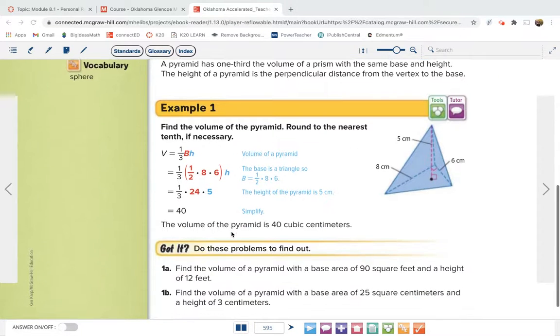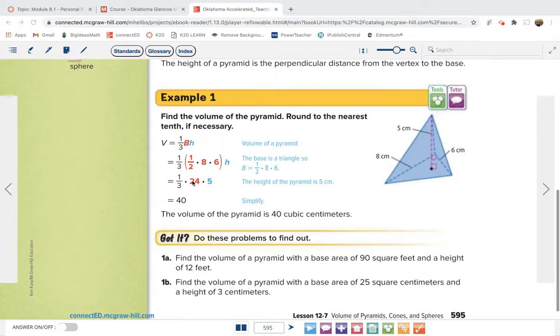Okay, so looking at example 1, it says, find the volume of this pyramid, round to the nearest tenth if necessary. So we start with our formula, 1/3 big B times H. Big B means area of the base. The base of this figure is a triangle. So looking at our previous notes, area of a triangle is 1/2 base times height of the triangle. Then we still have times the height of the whole figure.